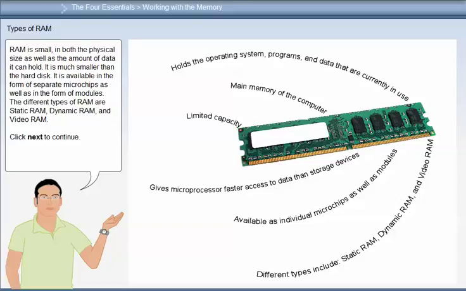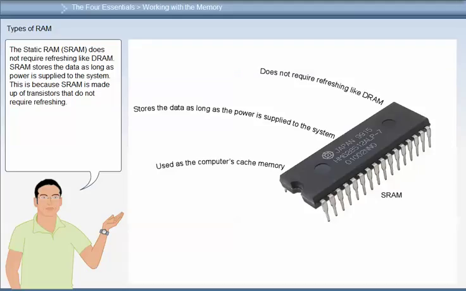RAM is small in both the physical size as well as the amount of data it can hold. It is much smaller than the hard disk. It is available in the form of separate microchips as well as in the form of modules. The different types of RAM are static RAM, dynamic RAM, and video RAM. The static RAM, that is, the SRAM, does not require refreshing like DRAM. SRAM stores the data as long as power is supplied to the system.